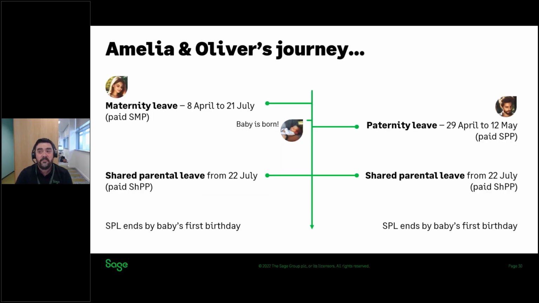But just to recap, Amelia and Oliver's journey. So we've seen that Amelia took her maternity leave just a couple of weeks before the due date, starting on the 8th of April. The baby was born shortly after that, and that is when Oliver took his paternity leave. So he took the 2 weeks of statutory paternity leave and was paid statutory paternity pay. But they did realise quite early on that they could switch to shared parental leave if they wanted to. So they gave the notice, and then just in time for the summer holidays, from the 22nd of July, they switched to shared parental leave. They had their 6 weeks in summer together with the baby, and they've got some remaining entitlement that they need to take by the baby's first birthday.